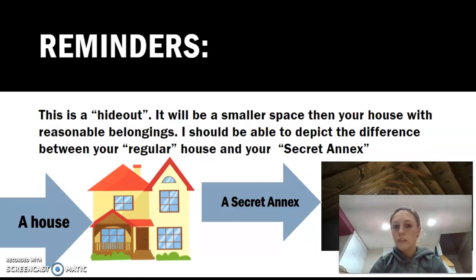Okay, so for your first, to remind you, your secret annex is a hideout. It should be smaller than your house. It should have reasonable belongings. It should be able to depict the difference between a regular house and a secret annex. So don't add a ping pong machine to your house, because obviously you're in hiding and that would make too much noise. Okay, so only bring reasonable things.